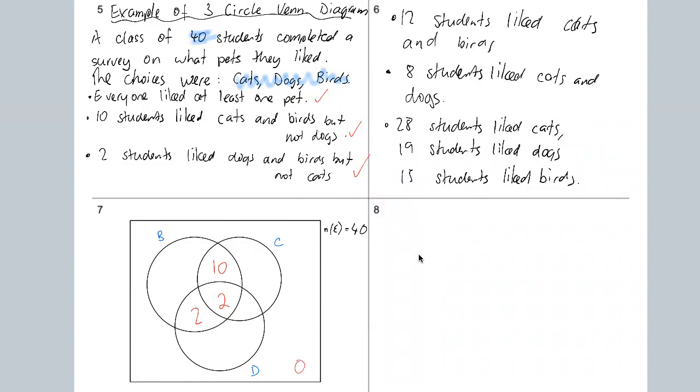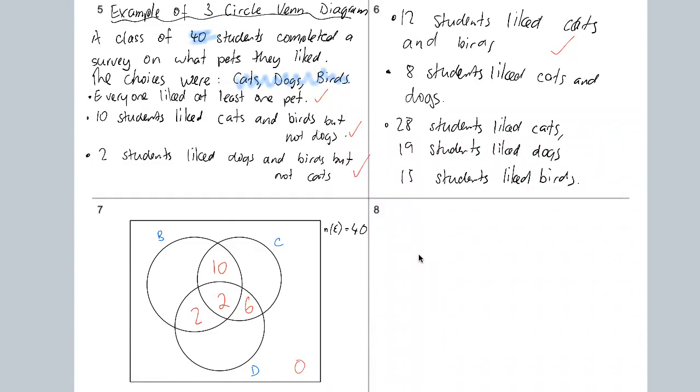8 students liked cats and dogs. So cats and dogs, here and here, it's this lot here. There's 2 represented here, which means that there must be 6 in here. So that's filled in. Questions? The rest of it's not so bad.